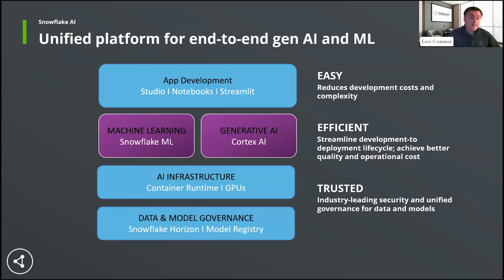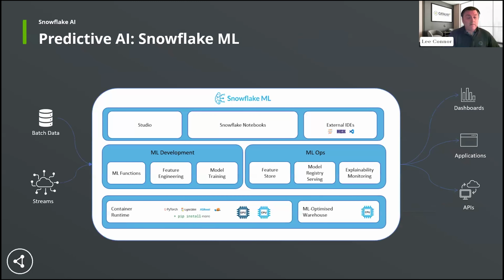So we'll look first at the Snowflake ML. Let's look at the ML with this high-level architecture diagram. We are going to show you a demo in a second or two, but it's about taking that data, whether it be batched or streamed, and using the tools on the top there. You can see the Studio, the Snowflake notebooks, and any extended IDE, in essence, to produce those dashboards, applications, or indeed integrate using APIs into those predictions.